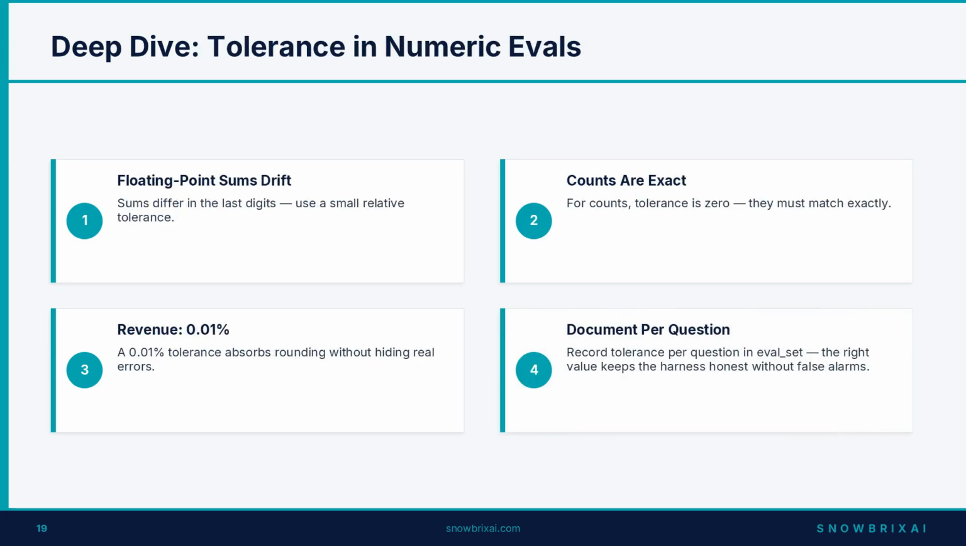First, tolerance. Floating point sums differ in the last few digits, so revenue checks need a small relative tolerance. A tolerance of 0.01% absorbs rounding without hiding a real error. But counts are different. For a count, tolerance is 0, it must match exactly. And record the tolerance per question, right in the eval set. The right tolerance is what keeps the harness honest, strict enough to catch real bugs, loose enough to avoid false alarms.